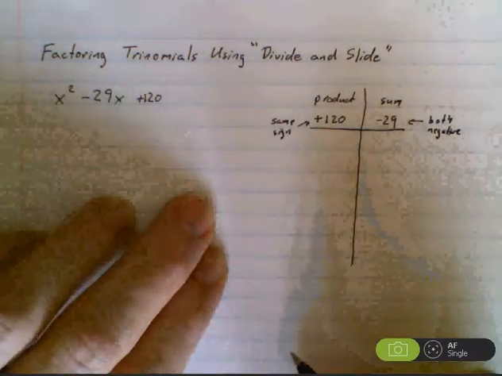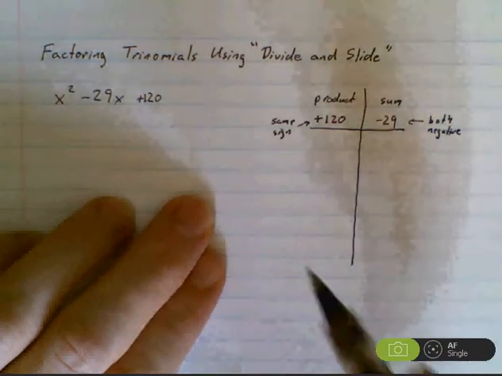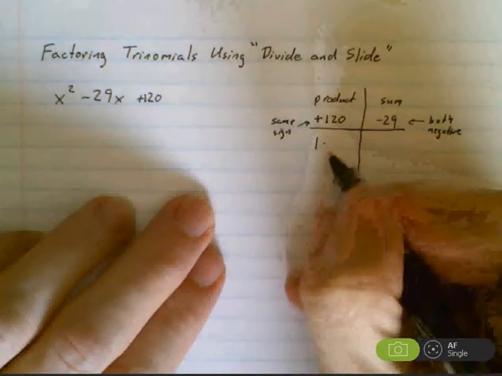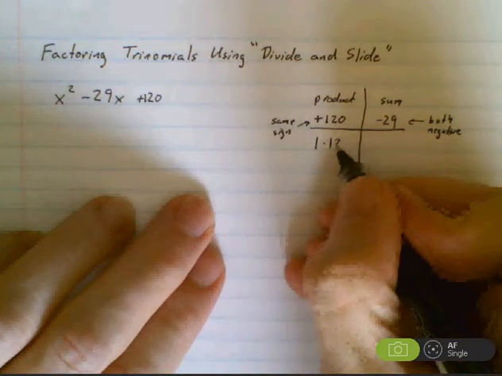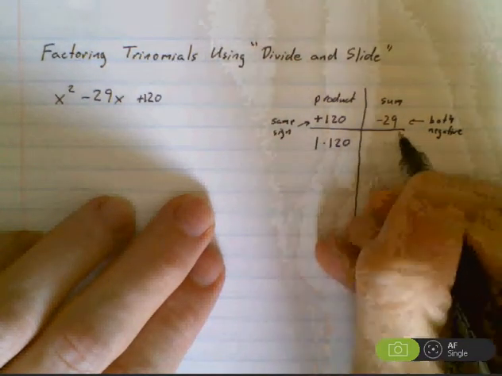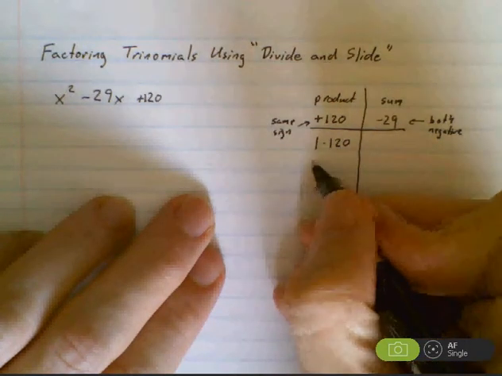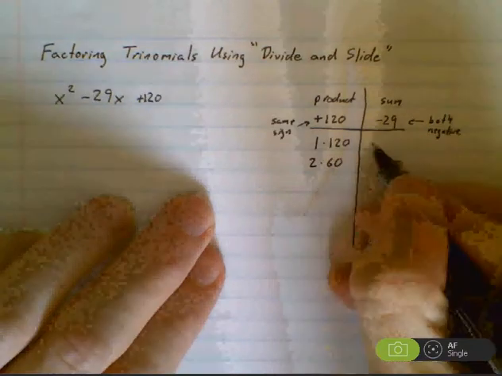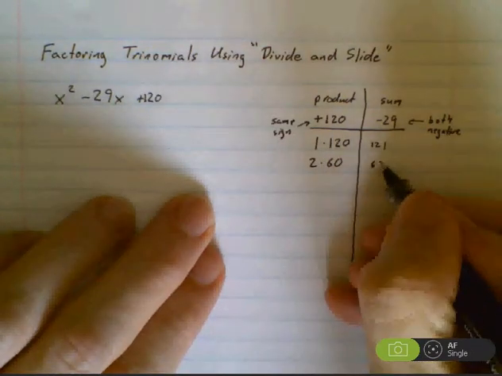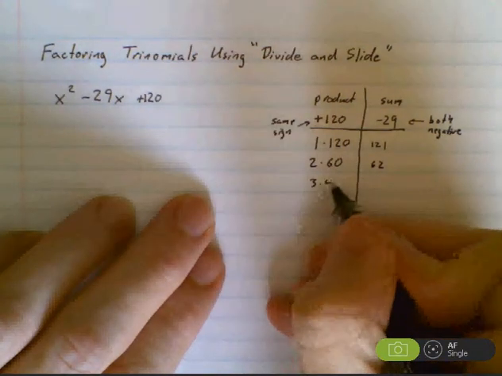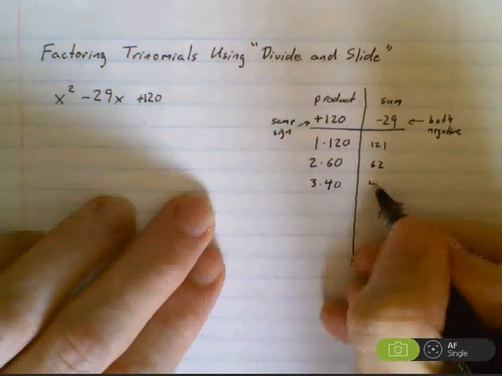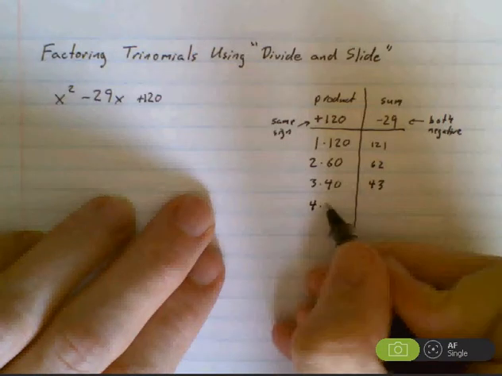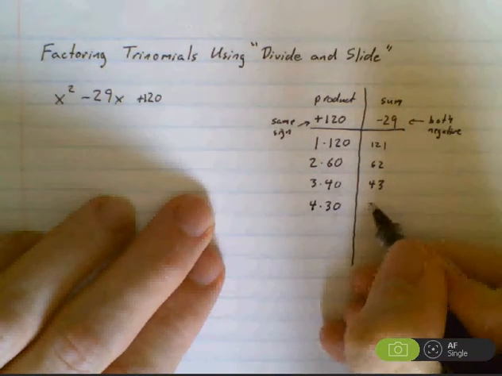Okay, so let's fill out possibilities. We'll start off with 1 times something. 120 is 1 times 120. Obviously the sum of those two numbers is not negative 29. 2 times 60? No. 3 times 40? That gives us 43 as our sum. 4 times 30? That's 34. We're getting closer to 29.